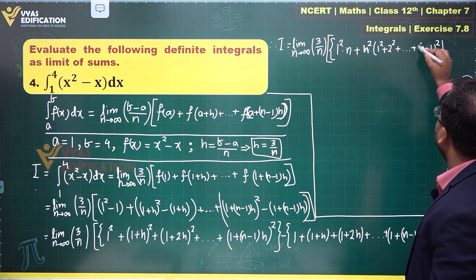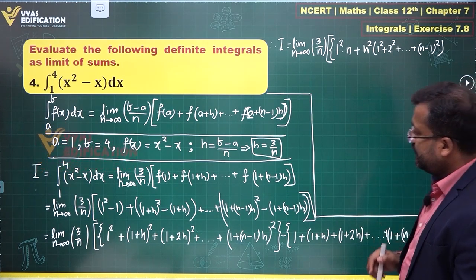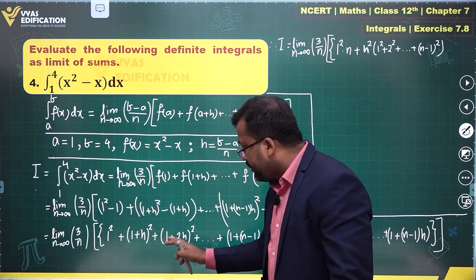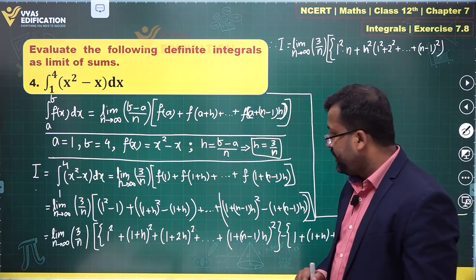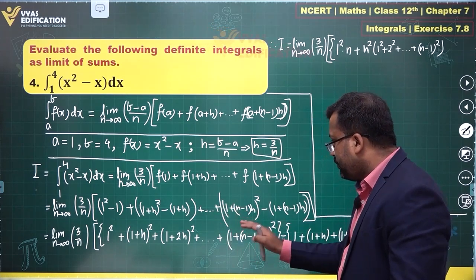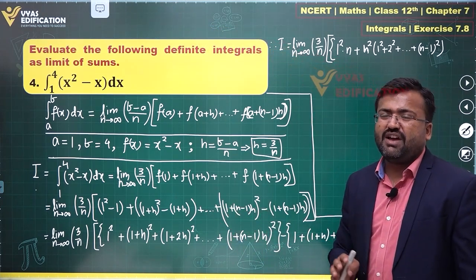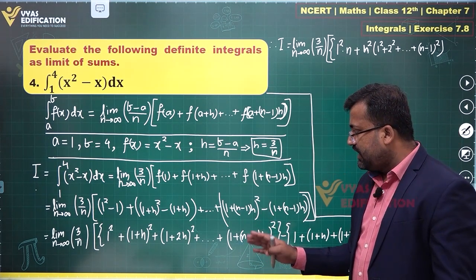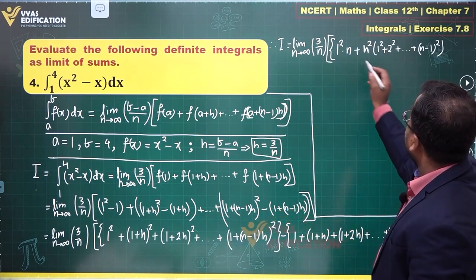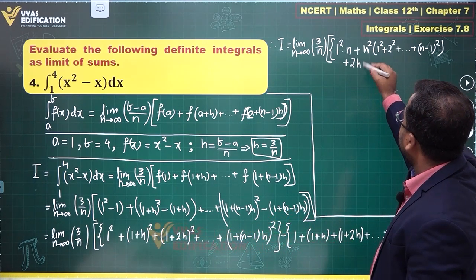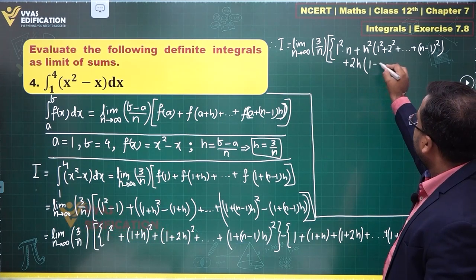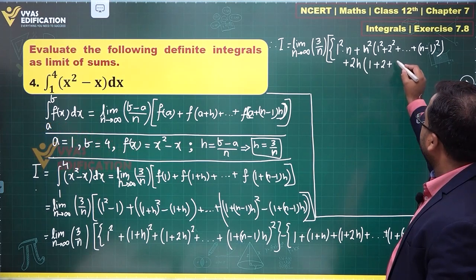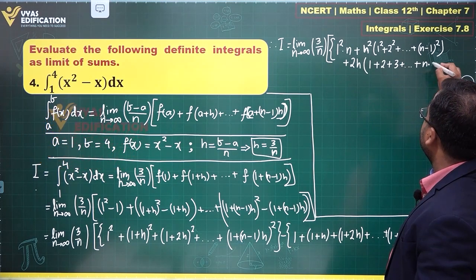Okay, this is n minus 1 square. Next, let me take a look at the third term, which is obtained from here. 2 into 1 into h, 2 into 1 into 2h, 2 into 1 into 3h, 2 into 1 into (n minus 1)h. So if you observe, I can take out 2h common, and what will remain is 1 plus 2 plus 3 plus dot dot dot plus n minus 1.